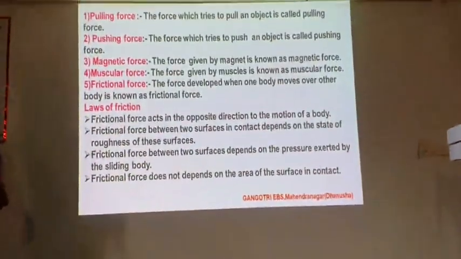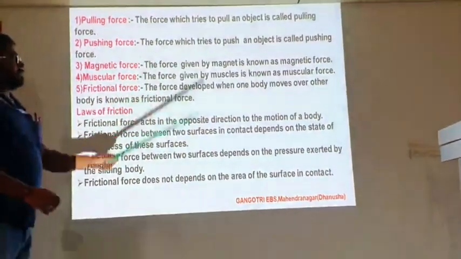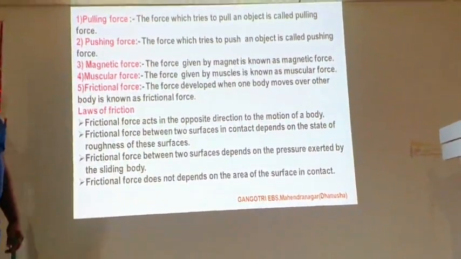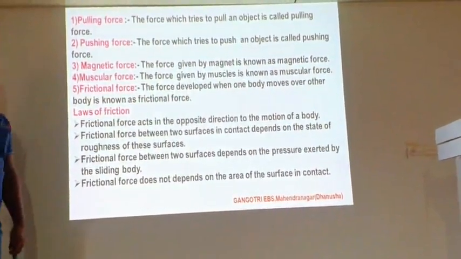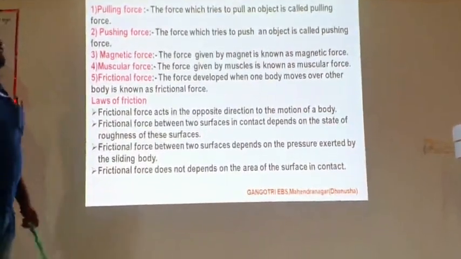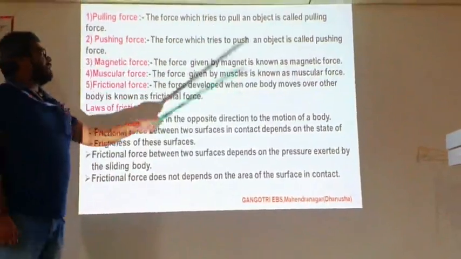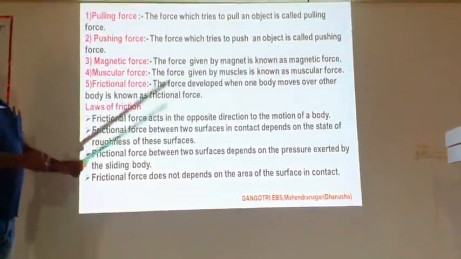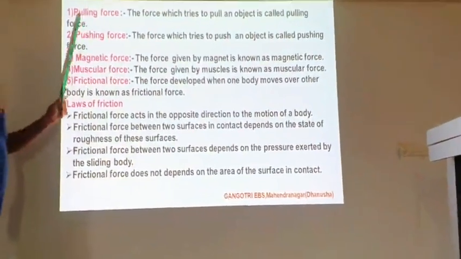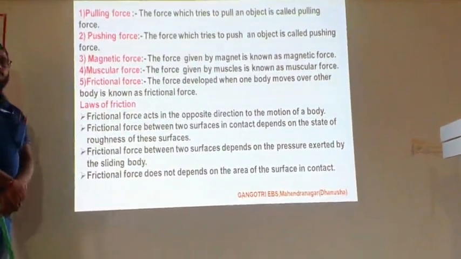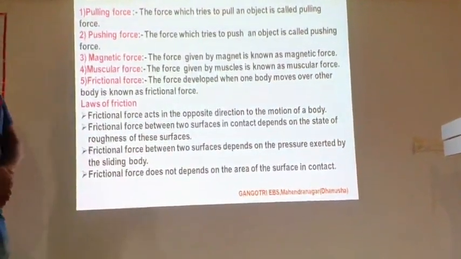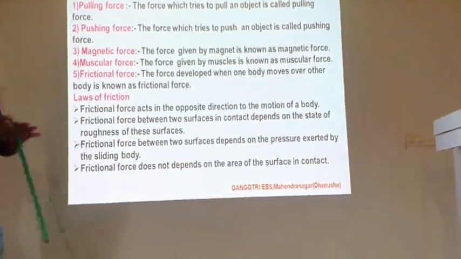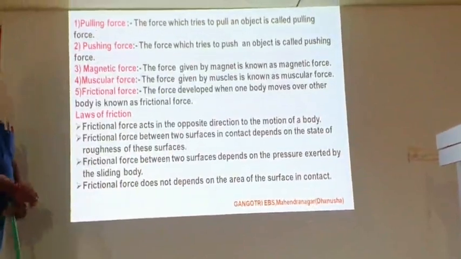First of all, you should understand what pulling force is. The force which tries to pull an object is called pulling force. Here is one example of pulling force: you can see water being pulled out from a well, or oxen pulling a cart. These are examples of pulling force.